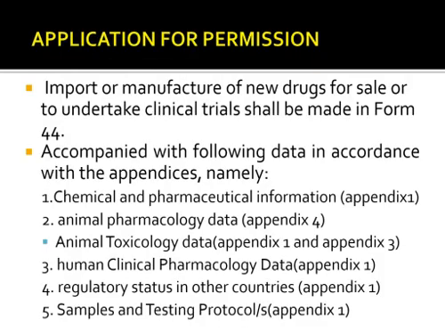Then we will move forward to the application for permission. For the application for permission to import or manufacture new drugs for sale or to undertake clinical trials, the application shall be made in Form number 44, accompanied by the following data in accordance with the appendices, namely chemical and pharmaceutical information, which is available in Appendix 1, then animal pharmacology data available in Appendix 4, then animal toxicology data, which is available in Appendix 1 and Appendix 3, human clinical pharmacology data, which is also available in Appendix 1, regulatory status in other countries, and also samples and testing protocols.